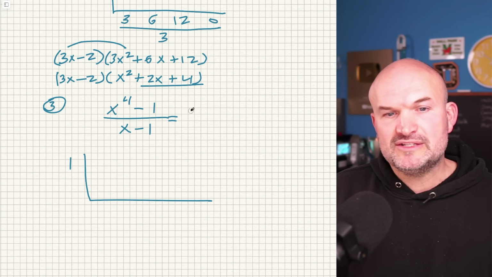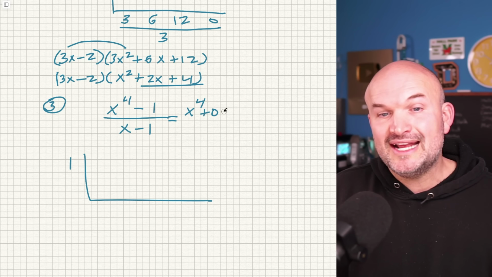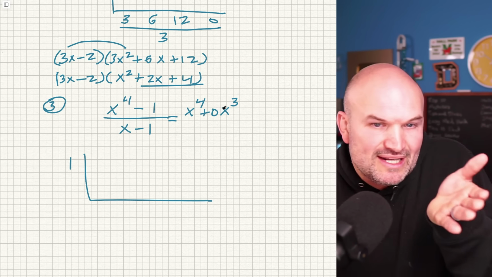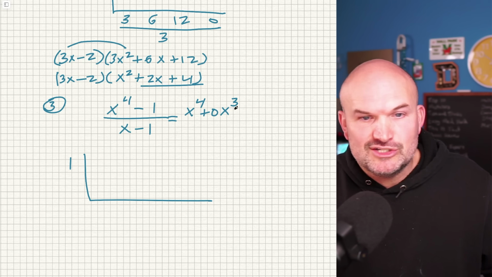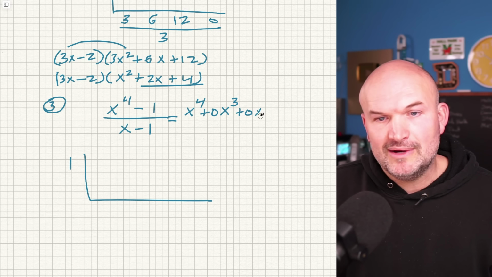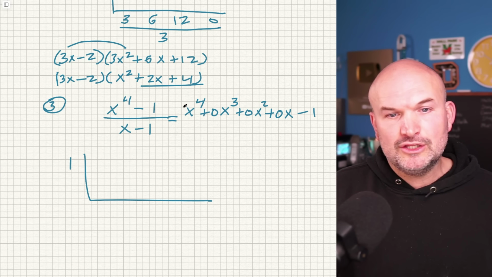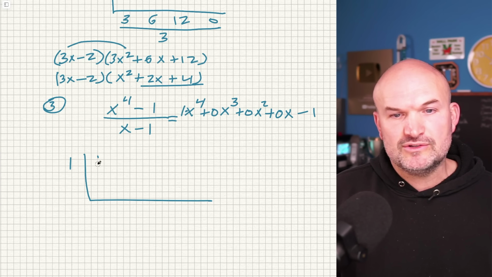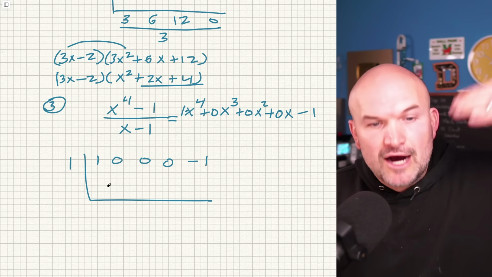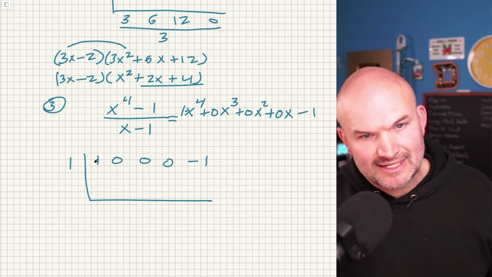So what we need to do is write this out in expanded form. There's no x cubed, so we can write that as a 0x cubed. Because again, what is 0 times x cubed? It's just 0. And then plus a 0x squared, plus a 0x, and then minus 1. So to do synthetic division properly, we need to make sure we include each and every one of these coefficients. So it's 1, 0, 0, 0, negative 1. Now you can work through the synthetic division process, okay?